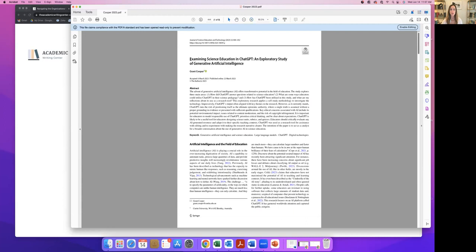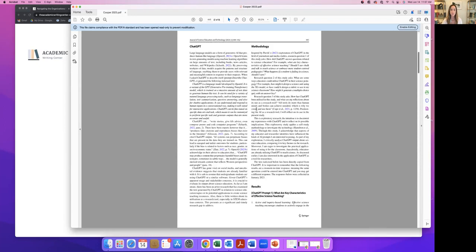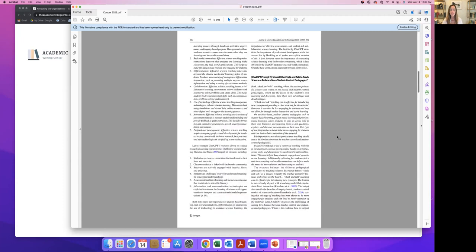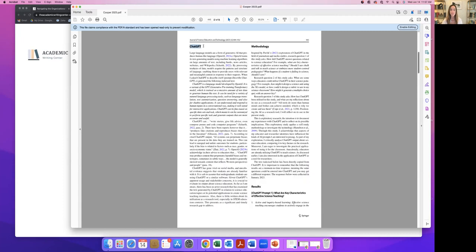This is an article examining science education in ChatGPT, an exploratory study. Even though the heading introduction isn't here, we know that this is the introduction to the article. And just like in the hourglass, you can see that the authors are starting general. They're broadly talking about artificial intelligence in the field of education, and then they narrow to focus on ChatGPT. So they're slowly going from general to specific, because their study is specifically focused on ChatGPT, which is a form of generative AI. And then it gets even more specific with their methodology.